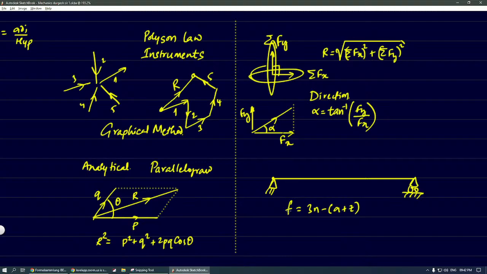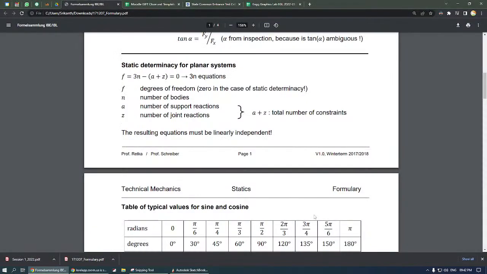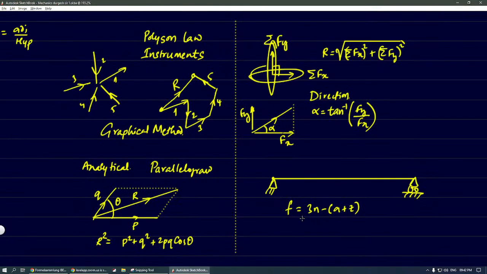Okay. So F is the degrees of freedom. 3n, what is n? n is the number of bodies. How many bodies are there? So should we count them as 3 bodies? So this one is also.